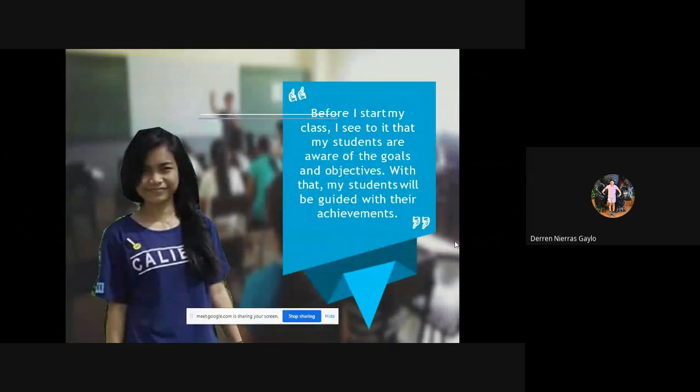Before I start my class, I see to it that my students are aware of the goals and objectives. With that, my students will be guided with their achievements. So if you will be having your demonstration teaching, before you start the lesson, you need to share with the learners the objectives for the day so that they will be guided on what will happen in the lesson.